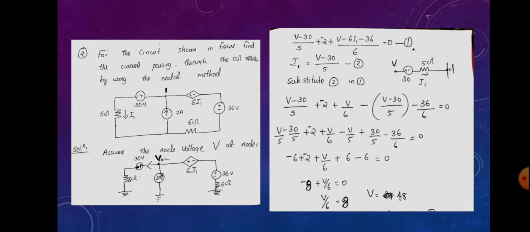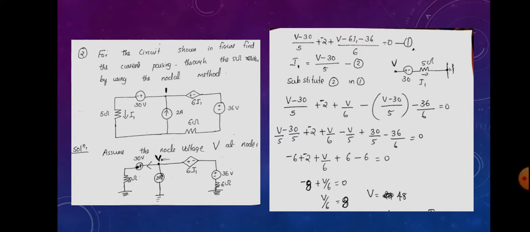So we can cancel the common terms and reduce the equation to minus 8 plus V by 6 equal to 0. From this equation we find V is equal to 48. So we got the value of V.